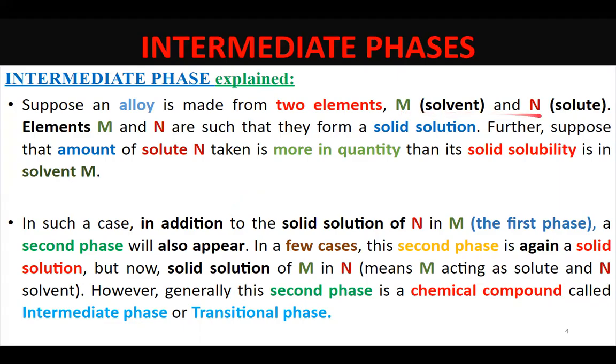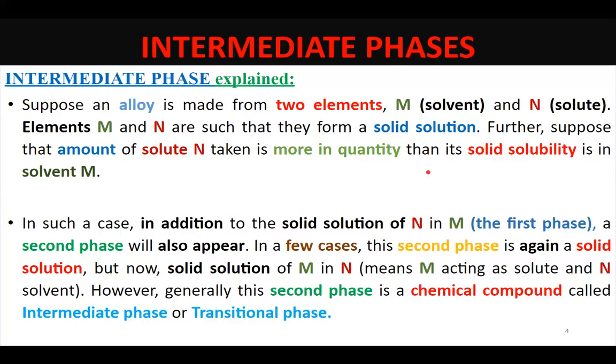But now, because N has been taken in an amount, in a weight proportion, which is more than the solid solubility of N in M, that means the solid solution N in M which has got formed will not be able to accommodate the whole of N that is there in the alloy. So this excess of N will get precipitated out and would also pull along some M along with it. And so a second phase will get formed.